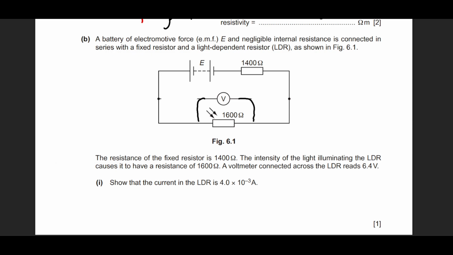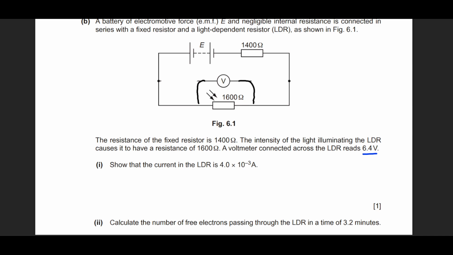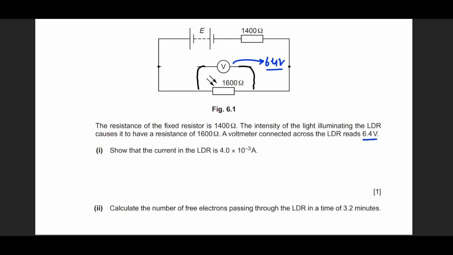Okay. All right. So the resistance of the fixed resistor is 1400. The LDR is 1600. Okay, fine. He says that the voltage reads 6.4, so the voltmeter is reading 6.4 volts. No issues at all. So show that the current in the LDR is this much. No problem. Do we have its resistance? Yes.